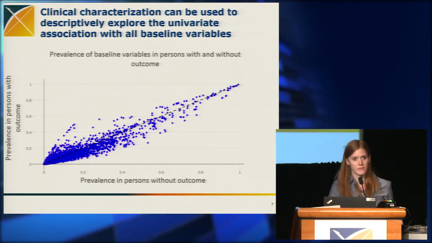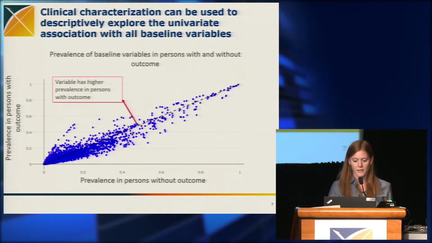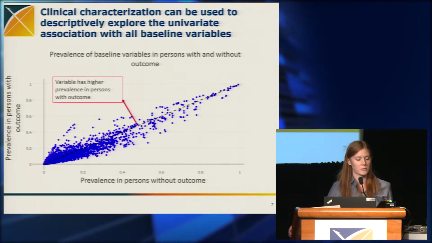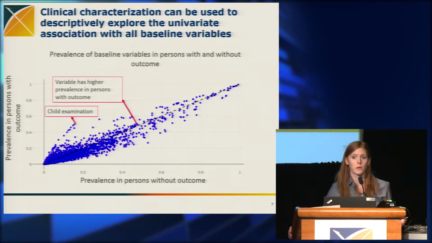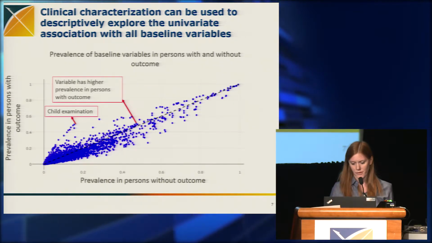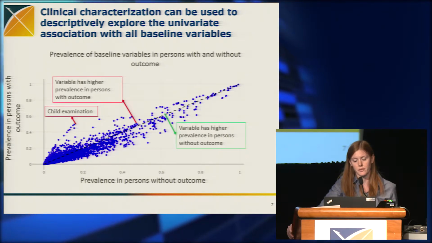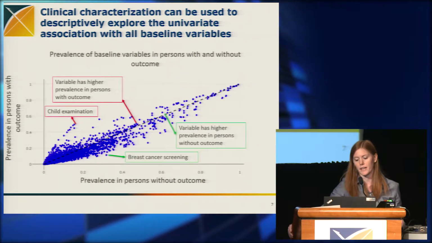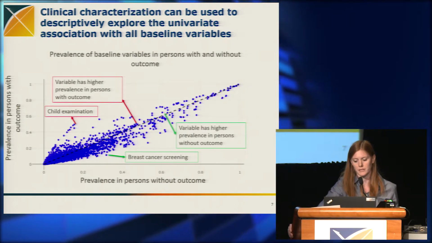So if it's not able to discriminate by itself, it will fall on the x equals y line. If it goes above the x equals y line, it means that it was more common in the people who had the suicidal thoughts and behavior. For example of this, we saw the child examination, which fits with what the black box warning said, that it's more common in the young. If it falls below this line, then it means it's more common in people who don't have the suicidal thoughts and behavior. An example of that, again, is the breast cancer, which is a proxy for age and fits in with what the label says.